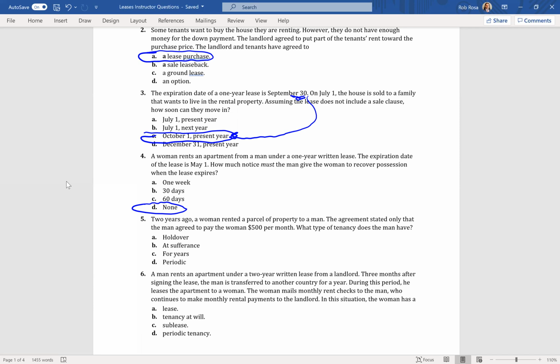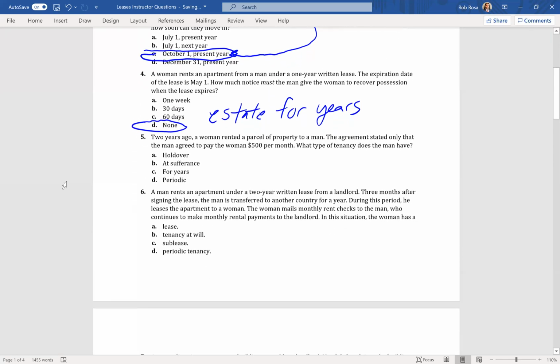It was a 1-year written lease, so that makes it a year to year, which makes it end as soon as that happens. They don't have to give notice. That's right. And it's called an estate for years. All right. So remember, you don't have to give notice for an estate for years.